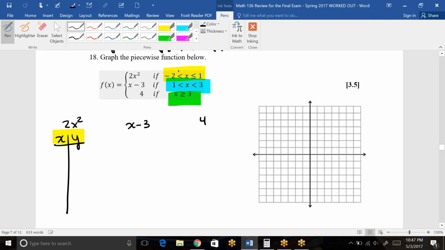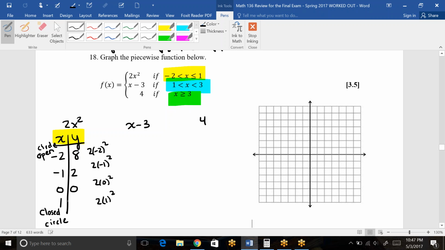we need to pick things between negative 2 and 1, and you do include your endpoints. The reason for that is one of them could be open and the other one could be closed. The negative 2 does not have an equal to next to it, so this will be an open circle. And the positive 1 point will be closed circle. We plug these into our function. 2 times negative 2 squared would be 4 times 2, so that's 8. 2 times negative 1 squared, that's positive 1 times 2, so that's 2. 2 times 0 squared, anything times 0 is 0. And 2 times 1 squared would be 2.